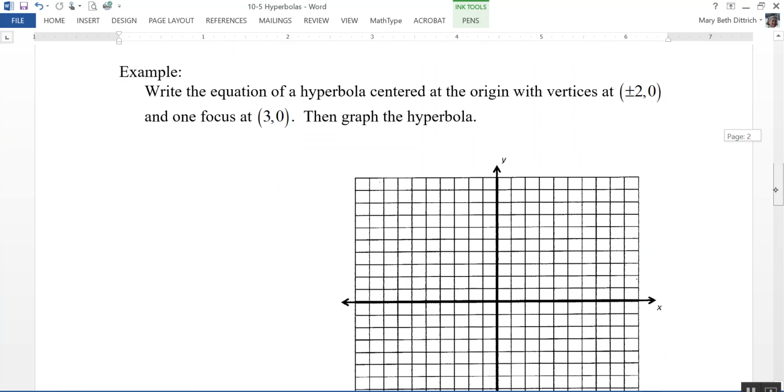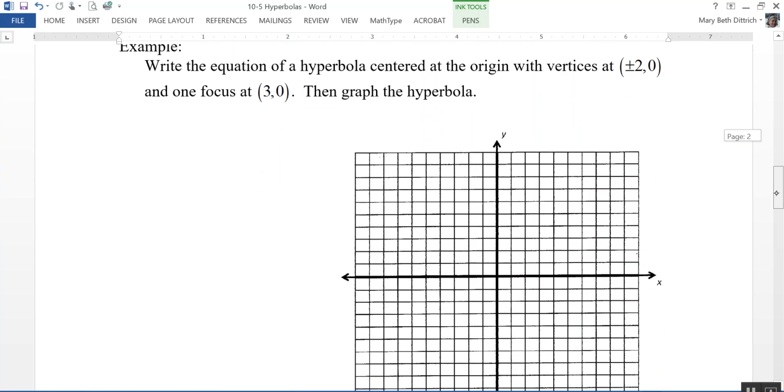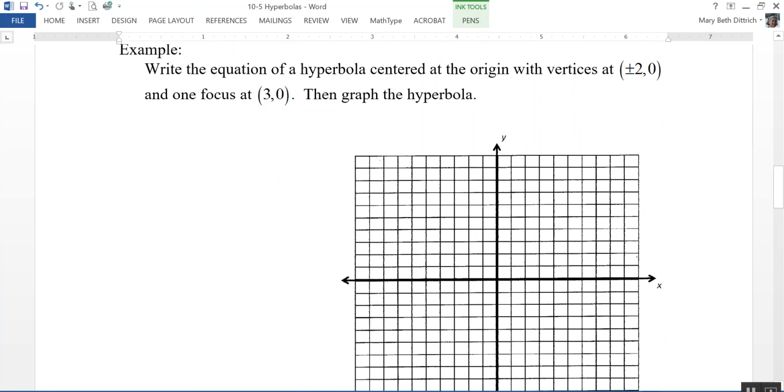This says, write the equation of a hyperbola centered at the origin with vertices at plus or minus 2, 0, and one focus at 3, 0. Then graph the hyperbola. Let's start by graphing some of these points. I know that that's going to be a vertex and that's going to be a vertex. I'm going to put a little V there to remind me of that. Then I'm going to have one focus here at 3, 0. That tells me that this is going to be horizontal, opening to the left and to the right.